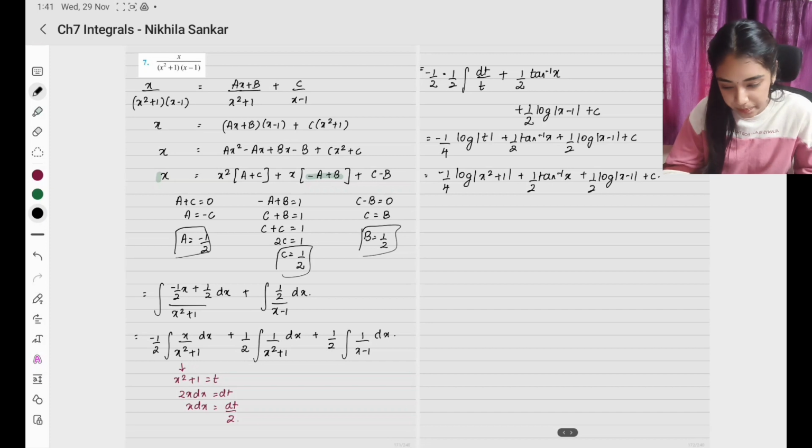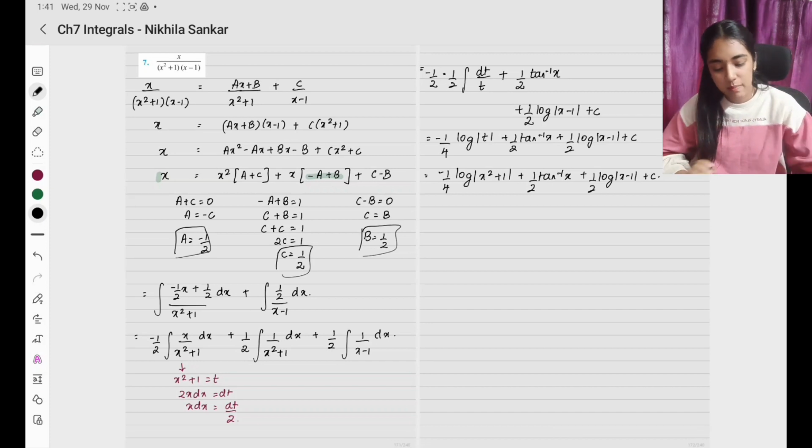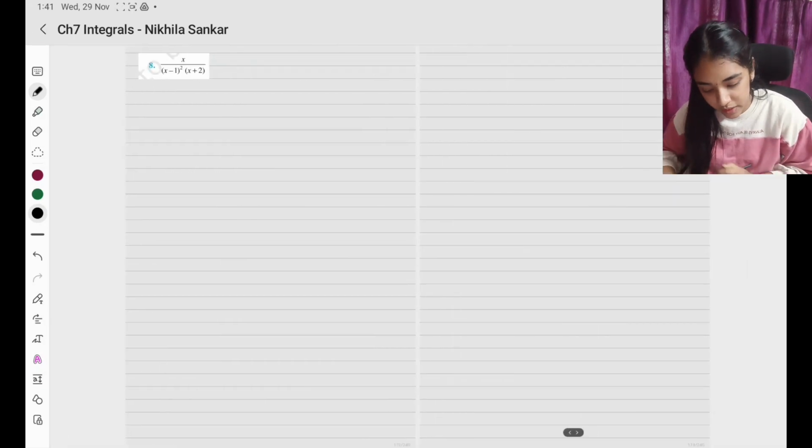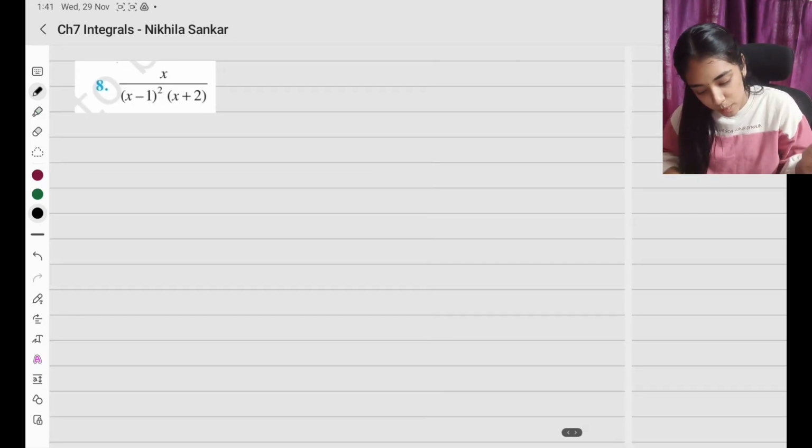Okay, please copy. That's all, simple. If you know which formula goes in which pattern, partial fraction is very easy. Okay, now next question. This is also very simple. So what do we know?